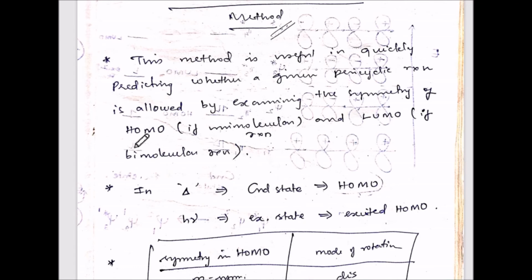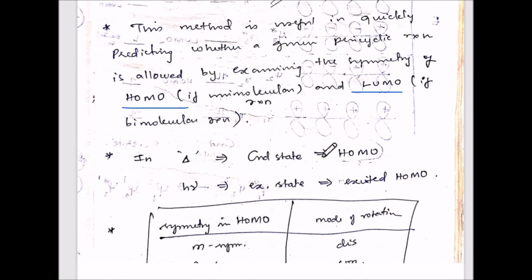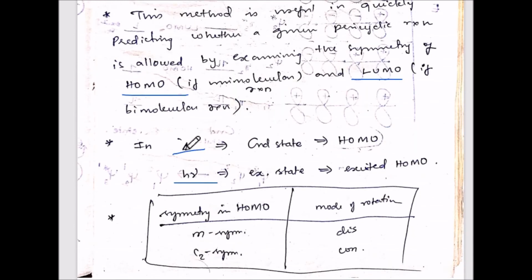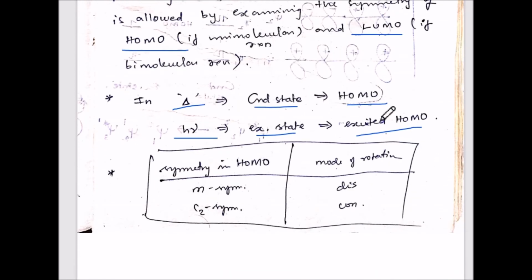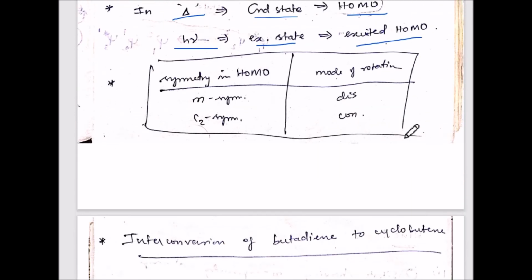So FMO just takes the HOMO of the reactant, and with that itself you can examine whether it is thermally allowed or photochemically allowed. See, this method is useful in quickly predicting whether a given pericyclic reaction is allowed by examining the symmetry of HOMO and LUMO. Only the HOMO and LUMO of the reactant is enough to determine whether the reaction is thermally allowed or photochemically allowed. Under thermal condition, your ground state is the HOMO. Under photochemical condition, your excited state is the HOMO. Okay, we know which is the excited state and which is the ground state, right?